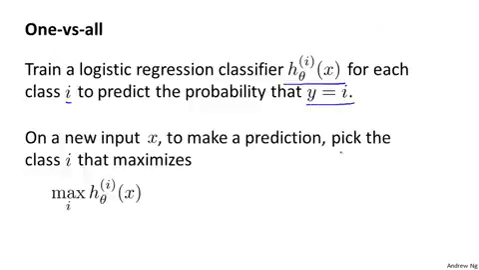Finally, to make a prediction, when we're given a new input x and we want to make a prediction, what we do is we just run all 3 of our classifiers on the input x, and we then pick the class i that maximizes the 3. So we just basically pick whichever one of the 3 classifiers is most confident or sort of most enthusiastically says that it thinks it has the right class. So whichever value of i gives us the highest probability, we then predict y to be that value.